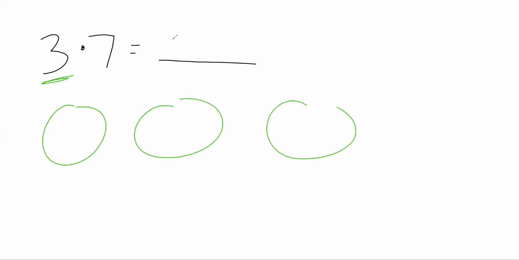So what do we do as always? We just keep practicing. So let's do another one. Let's do 3 times 7. Okay. Well, once again, I'm going to say I have 3 circles. 1, 2, 3, and 7 stars. I'll change the color for that.